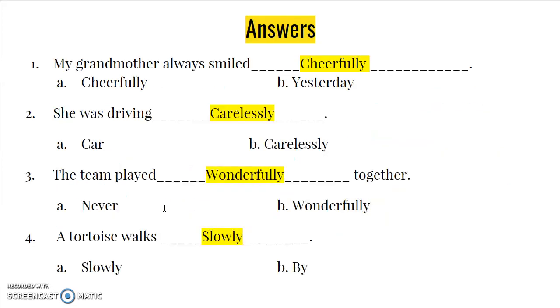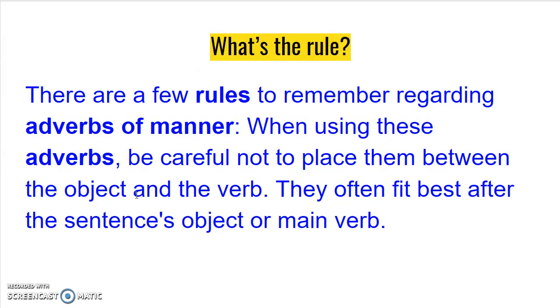So let's think about this. When we look at this, we don't want to put it in between: my grandmother carefully smiled. That's what they're trying to tell you. It's better to have it after the object and the main verb. Grandmother is the subject and smiled is the main verb, so we're putting cheerfully after. In our very first sentence, we do not want to stick the word cheerfully right in between. All right, good job. So these are some of the rules to remember.